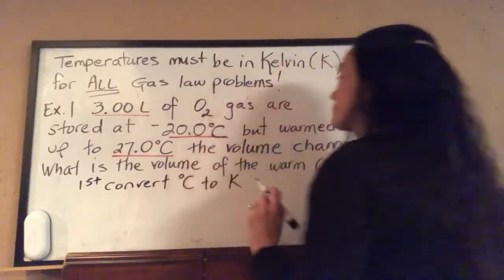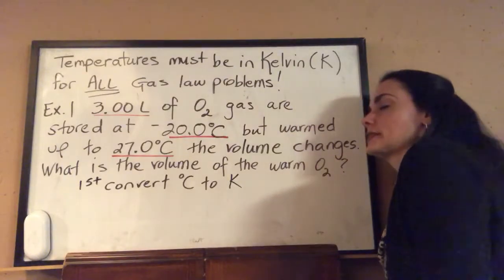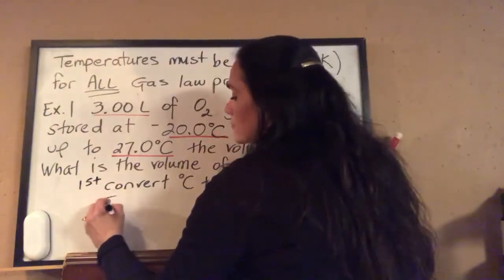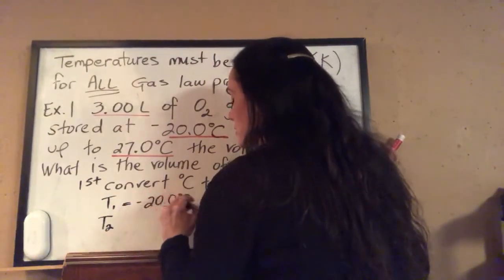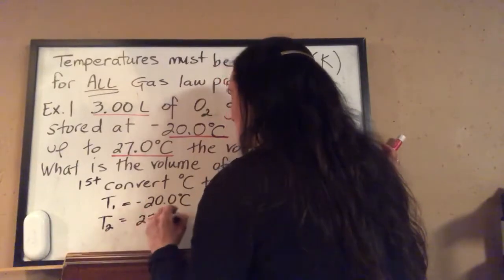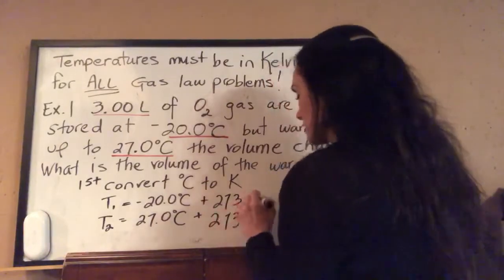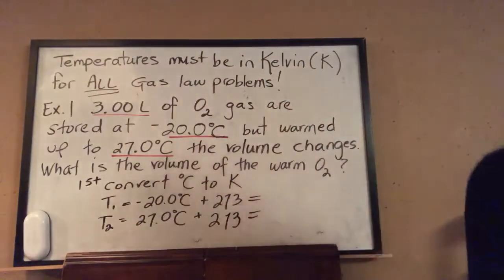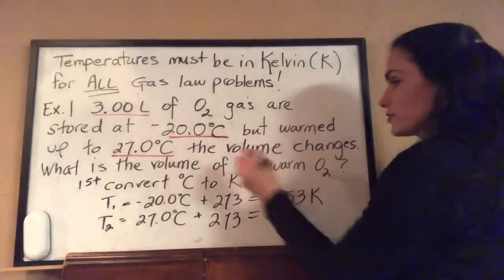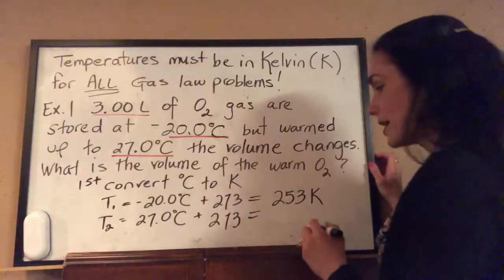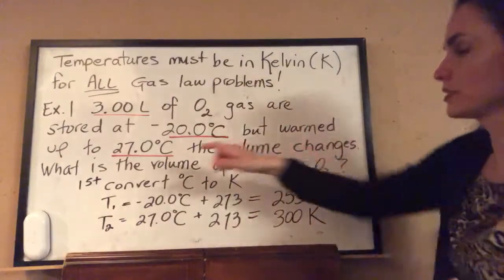Okay, I think it was back in chapter 3 where we learned to convert temperatures. So let's convert our temperatures. We have 2 temperatures here: negative 20 degrees Celsius and positive 27 degrees Celsius. So we add 273 to convert from Celsius to Kelvin. So we have 253 Kelvin for the negative 20 Celsius, and we have 300 for the 27 degrees Celsius, okay?